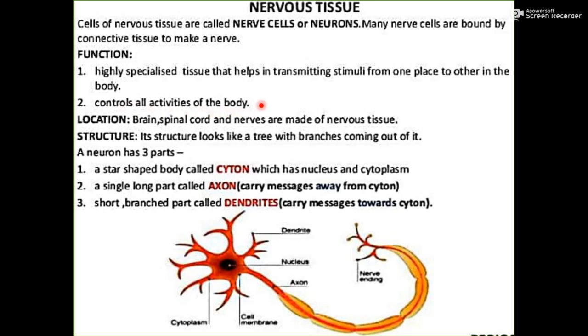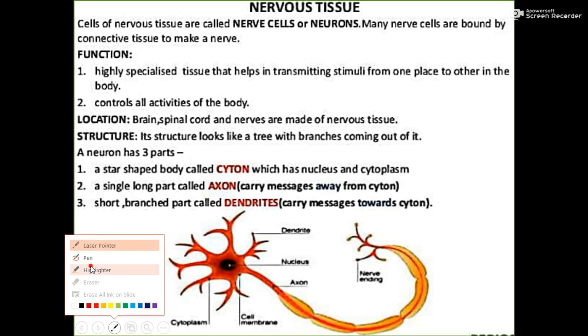Obviously, because if our brain does not get the information which is around us, the brain cannot work according to that situation. So that's why it controls all activities of the body. Where is it located? In brain, in spinal cord, ये जो हमारे कमर पे जिसको हम रीढ़ की हड्डी बोलते हैं, in that area. And nerves, meaning in our eye, ear, skin, nose and tongue, our 5 sense organs. The structure is made up of mainly 3 parts: cytone, axon and dendrite.